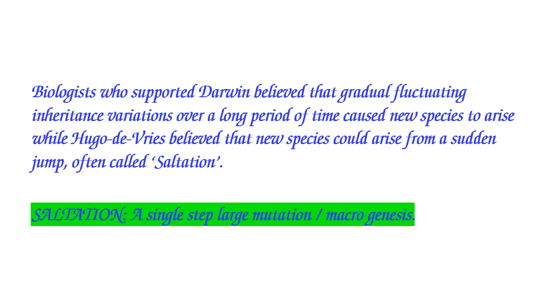Biologists who supported Darwin believed that gradual fluctuating inheritable variations over a long period of time caused new species to arise. It is a gradual process. While those who believed Hugo de Vries held that a new species could arise from a sudden jump, a sudden change in the genetic material. That is often called saltation. Saltation can be defined as a single-step large mutation.